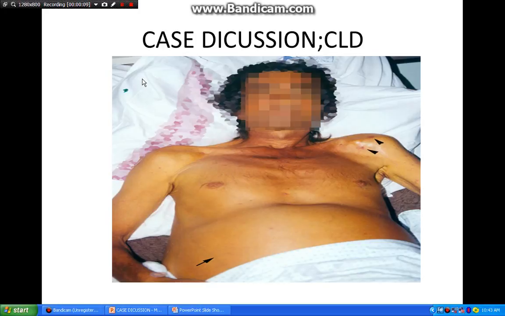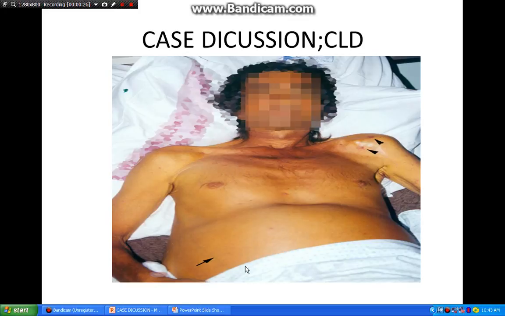So my positive findings here, looking at this gentleman grossly, I can notice that there is a distension of the abdomen, and also I can notice there is wasting of the muscles. So these are the two findings that grossly I can see.